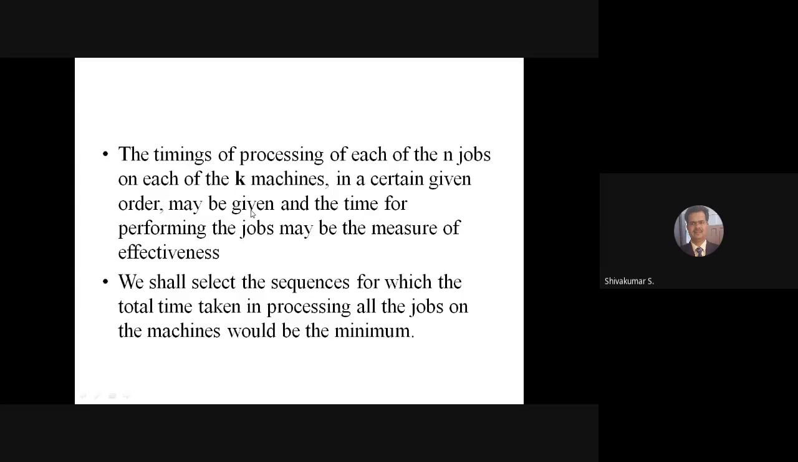This is about how we take the timings of processing of each of the n jobs on each of the k machines in a certain given order. Okay, what is given in the problem? You are going to get the processing time, that is, the timings of processing of each of the n jobs. You may have multiple jobs, say 5 jobs, or 10 jobs, or 20 jobs. We are going to give you the processing time of each job, how much time each job is going to consume to get it ready, that is, converting the raw material into a finished product. It's called the processing time. So processing time is given, and the number of jobs is also given.